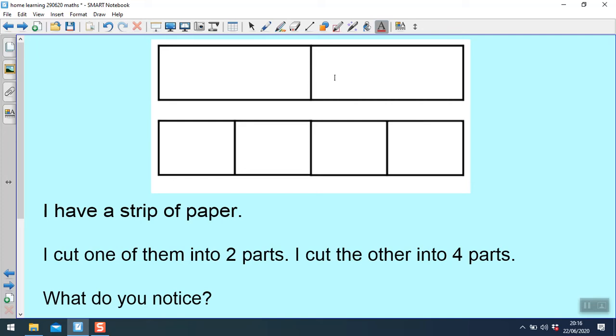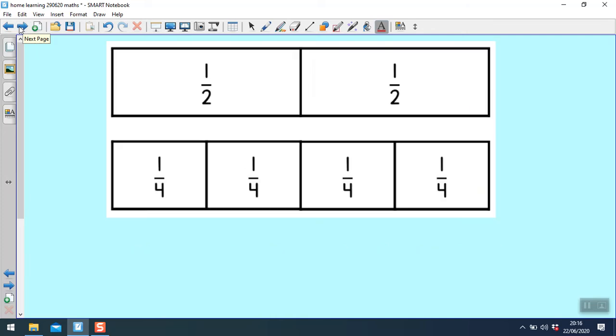Something that I notice is that the parts that I've cut them into are exactly the same size. The parts have got to be equal with fractions. I know that if I cut them into halves, I've got 2 equal parts. If I cut them into quarters, I have got 4 equal parts. I can see that I've got a half and a half when cutting them into halves, and I've got a quarter and a quarter and a quarter and a quarter when cutting them into quarters.